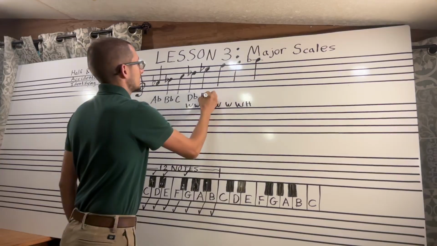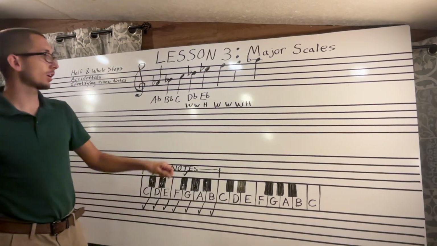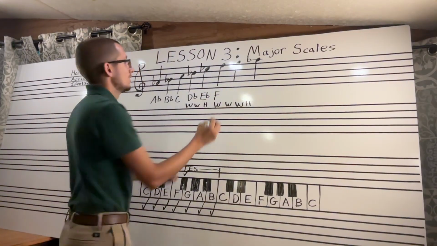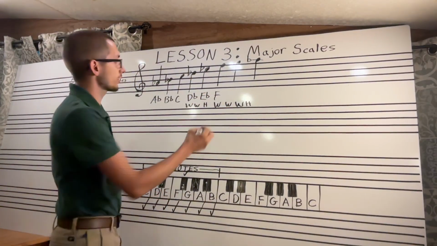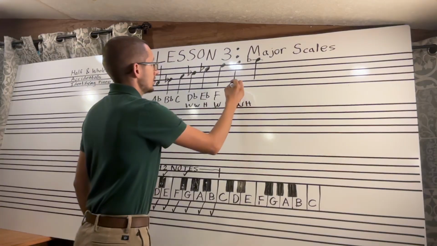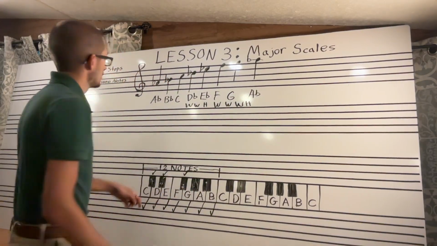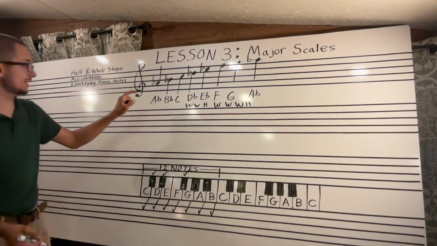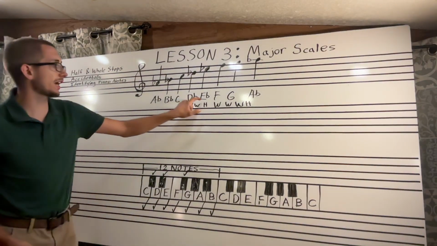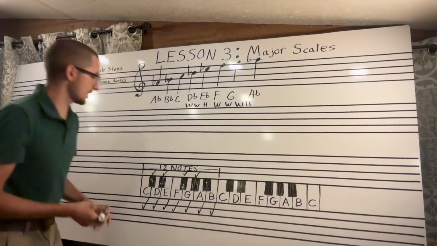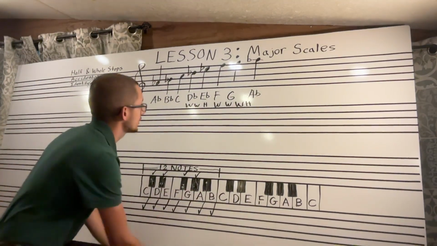Now E flat to F, we need another whole step, which we got. E flat to F is a whole step. F to G is another whole step. And then of course, G to A flat is our half step. So our A flat major scale is A flat, B flat, C, D flat, E flat, F, G, and A flat. Alright, last but certainly not least, let's do our B flat major scale.